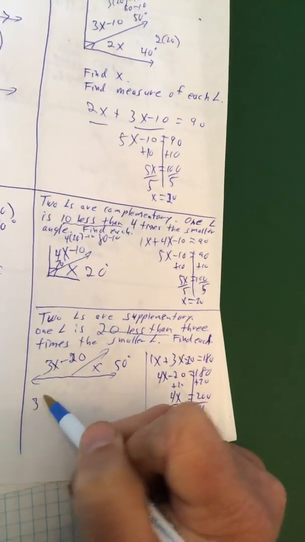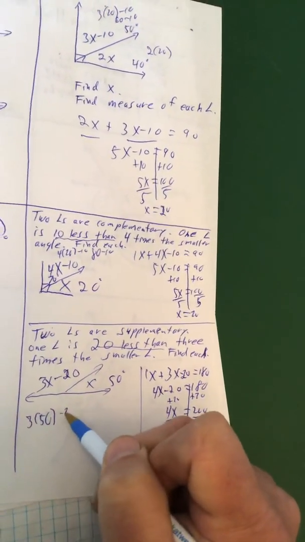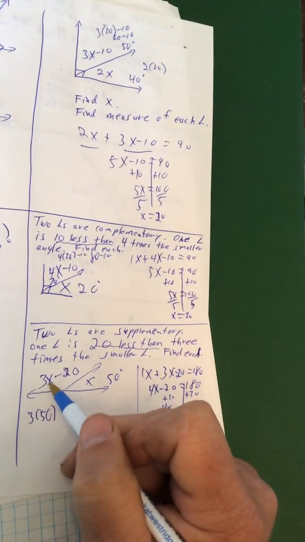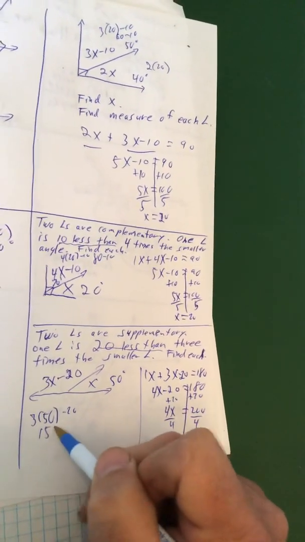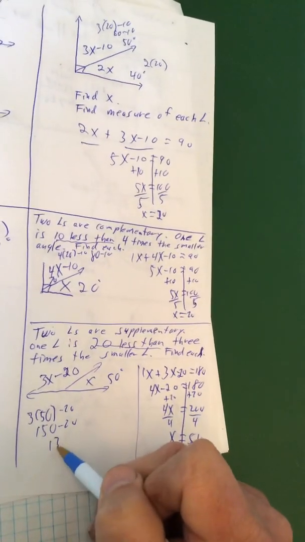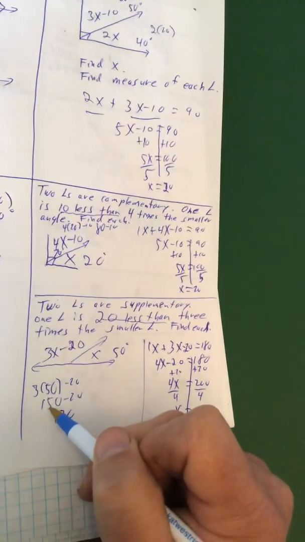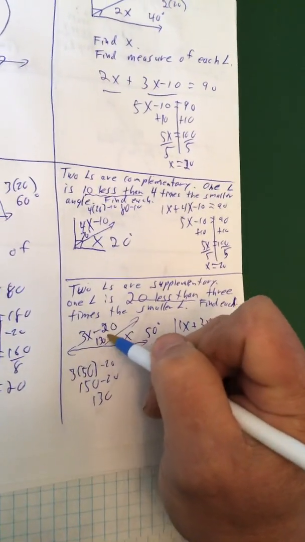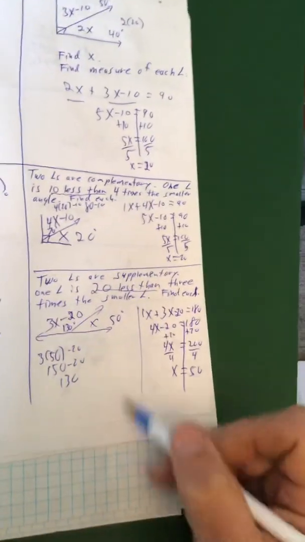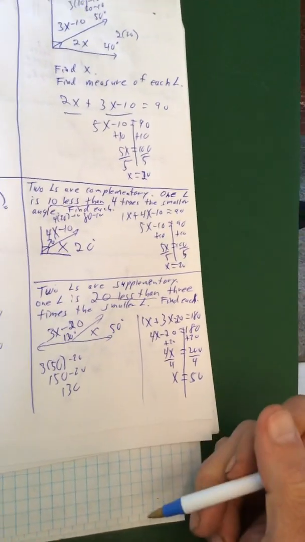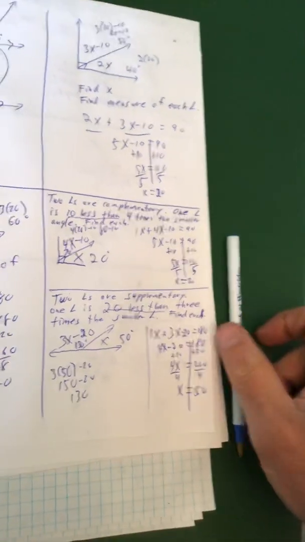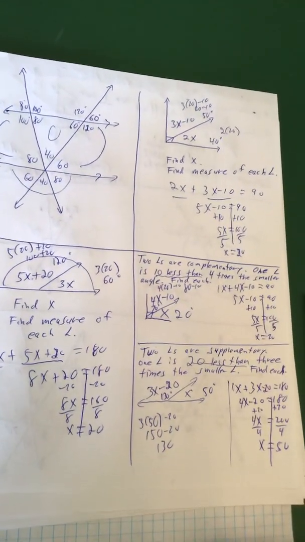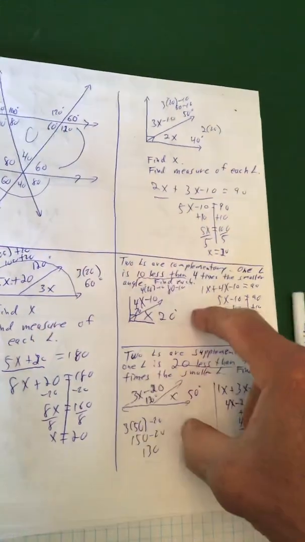The big angle, just substitute, evaluate. Just substitute your value for your variable and then do order of operations. 3 times 50 is 150 minus 20 is 130. So this one's 130 degrees. And what do those add up to? They add up to 180, so I'm right, and I know I'm right. So anyways, there's complementary and supplementary kinds of problems where they're already drawn or they're word problems.